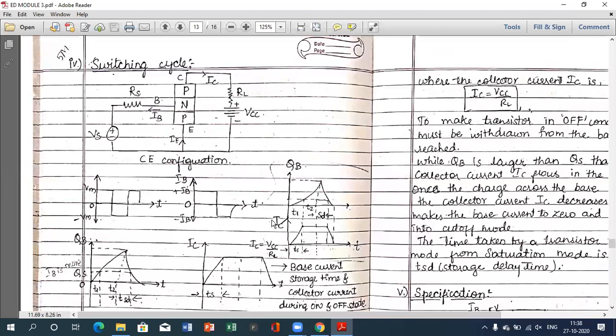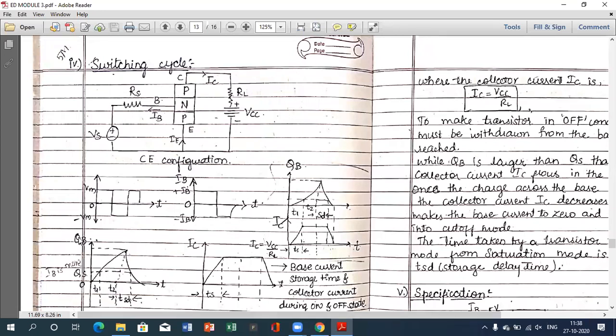In this topic we are going to discuss in terms of time, that is, how much time is taken to switch on the transistor and to switch off the transistor. Here we will consider one cycle of Vm. This Vm is nothing but the input voltage provided by Vs. Then we have considered another waveform, that is the base current. So this is the base current waveform.